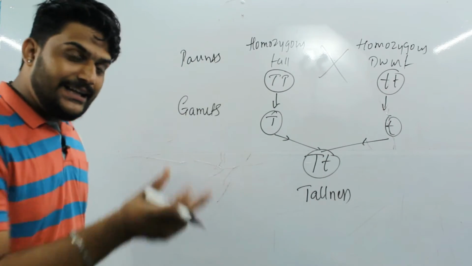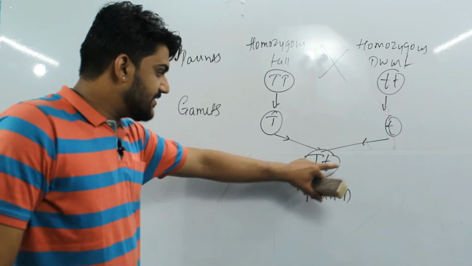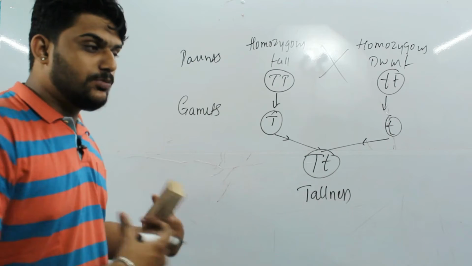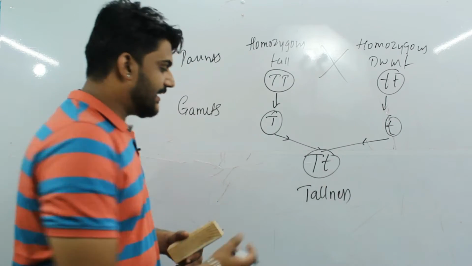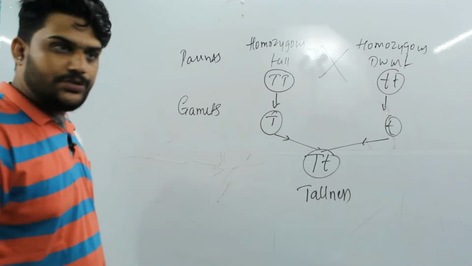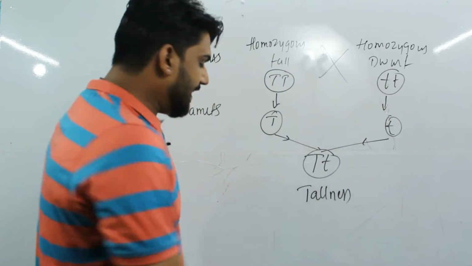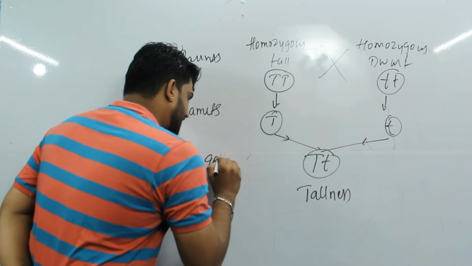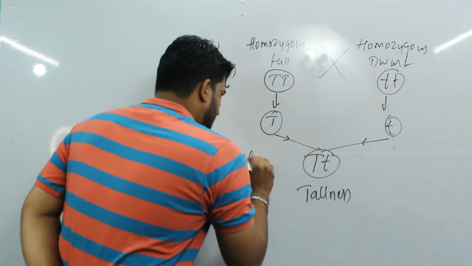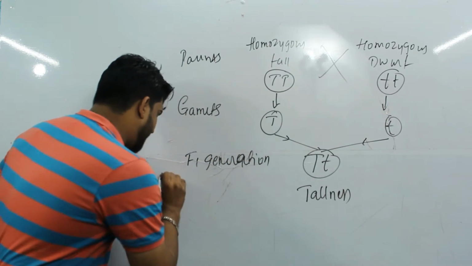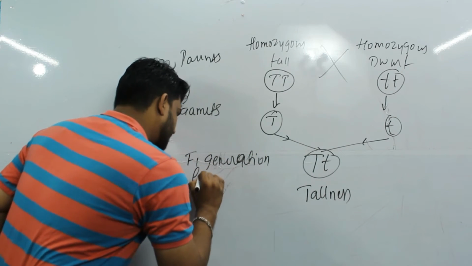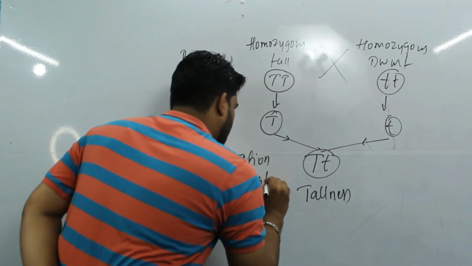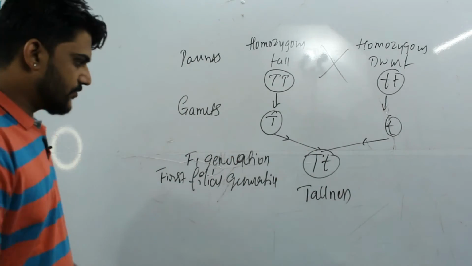Next, he termed this particular generation, this first progeny, it is also called progeny, or in humans we call it a fetus, right? So that particular baby also we call it. So this particular progeny is named the F1 generation. F1 generation is nothing but the first filial generation. Okay, so it was a tall plant.